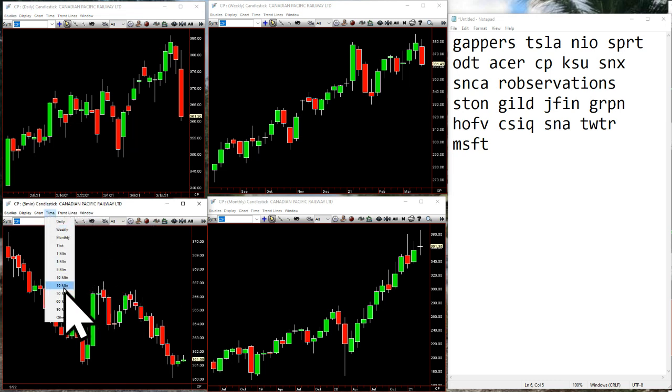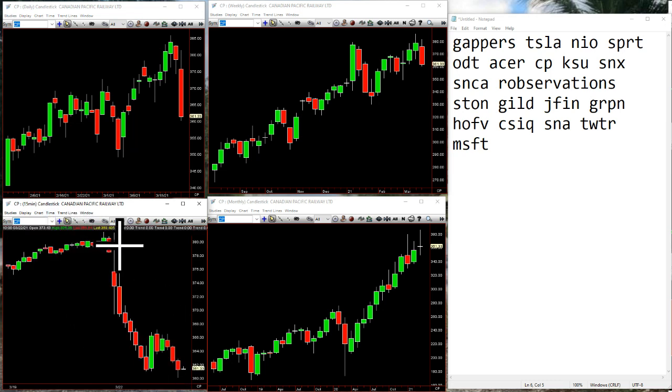Well, how about a 15er? 15, or here's that same setup. You see this? The inside bar pokes up, boom, rev strat back to the lows. She goes, and that's taking out last week's lows as well. Looks like I'm running out of time again. I always am, but that's okay.